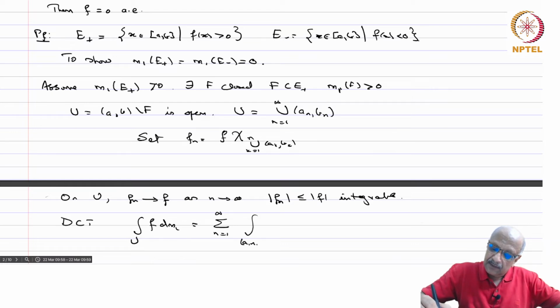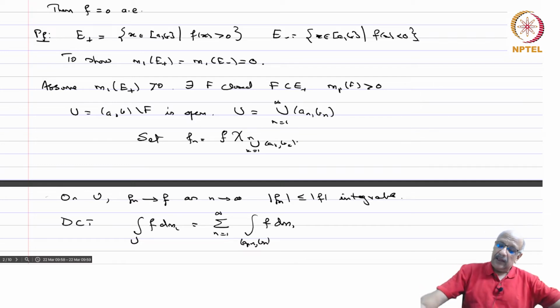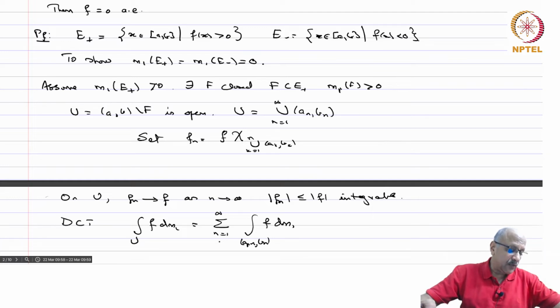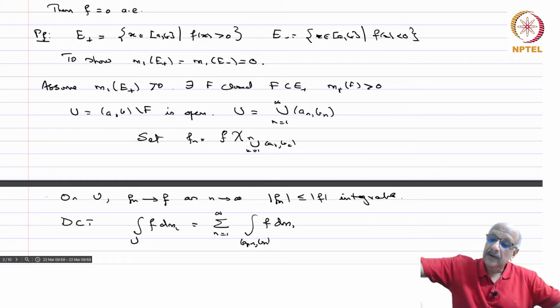the sum over n equals 1 to infinity of the integral over (a_n, b_n) of f dm1, which is the integral of f chi of the union n equals 1 to n of (a_n, b_n). So that is nothing but the summation over n equals 1 to infinity of the integral over (a_n, b_n) of f dm1. Okay.